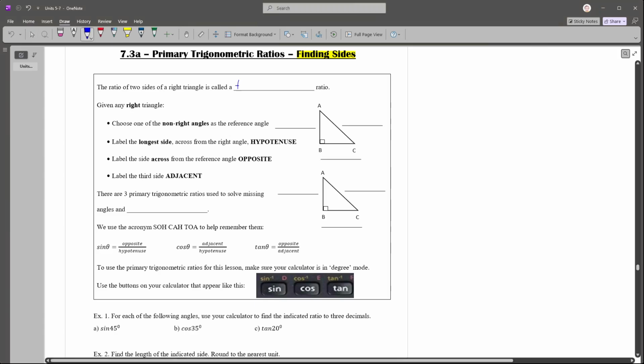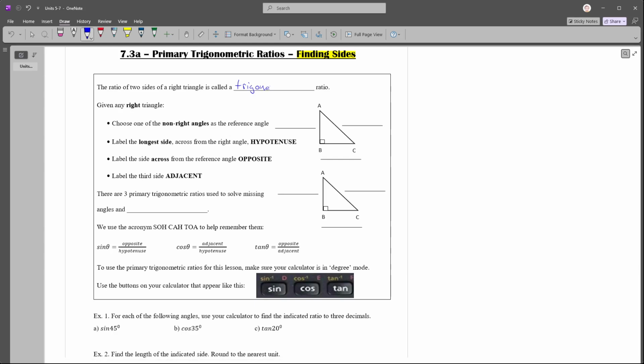Trigonometric. This is quite the spelling, T-R-I-G-O-N-O-M-E-T-R-I-C. Yeah, that should be an O here. Trigonometric. There we go. Spelling, not my strong suit. All right, so the trigonometric ratio.